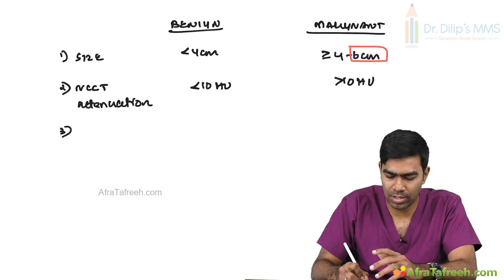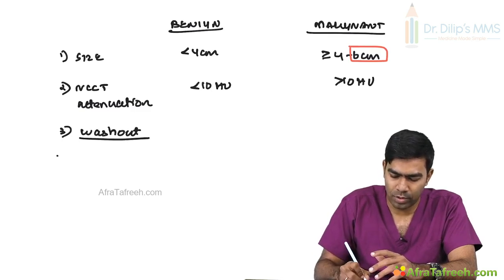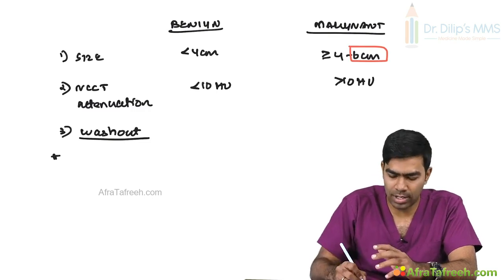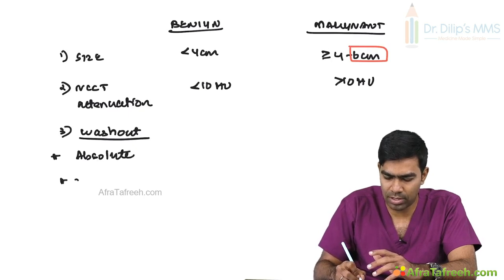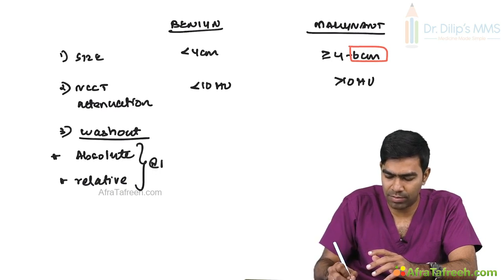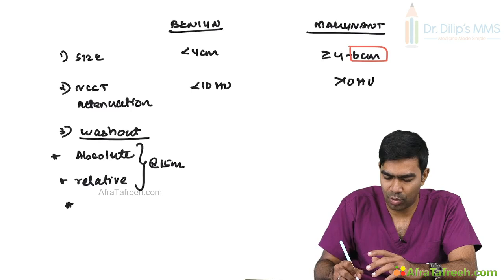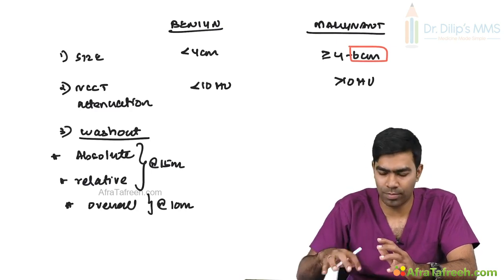Third one, you have to see the contrast washout. So I can tell 3 definitions. One is the absolute contrast washout at 15 minutes. Second one is the relative contrast washout at 15 minutes. Both are seen at 15 minutes. Or I can tell overall washout at 10 minutes. So 3 definitions I am going to give.